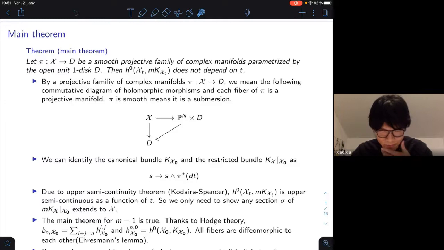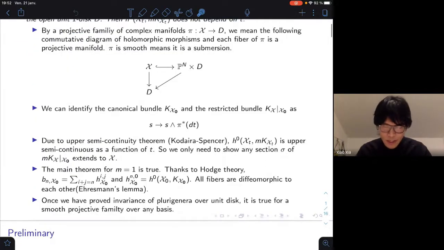The order is kind of weird, sorry. Our theorem is to prove that this dimension, called the plurigenera, the dimension of the space of sections of the multiples of the canonical bundle, doesn't depend on t. This is what we want to prove. But because of the upper semi-continuity theorem, we only need to show that any section on the central fiber extends to the whole space X.